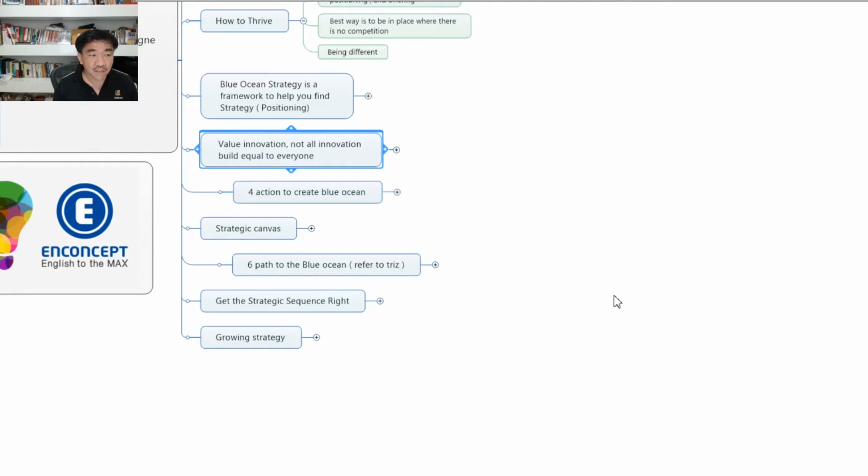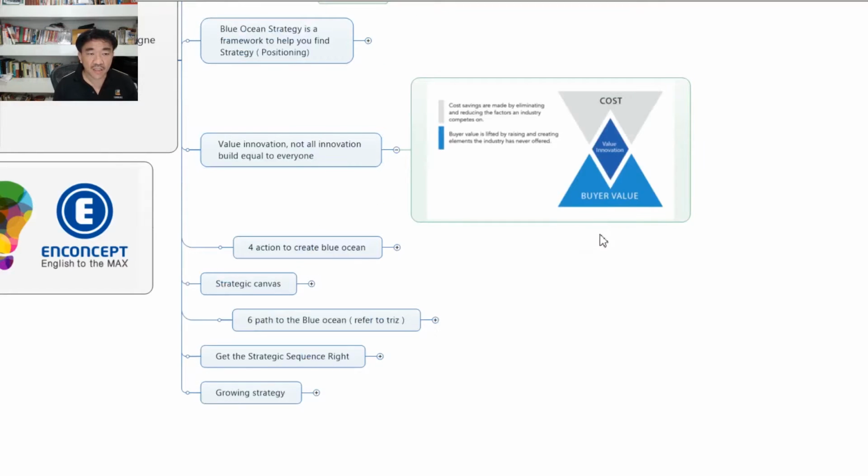The first framework is called value innovation. Not all innovation or not all offerings that you do are built equal. If you see this framework, you will understand. So above is the cost and the supply. The light blue one here is the buyer value, or what the consumer really needs.